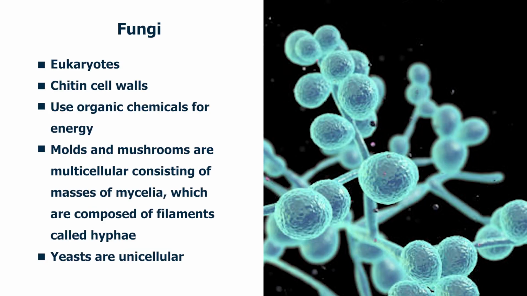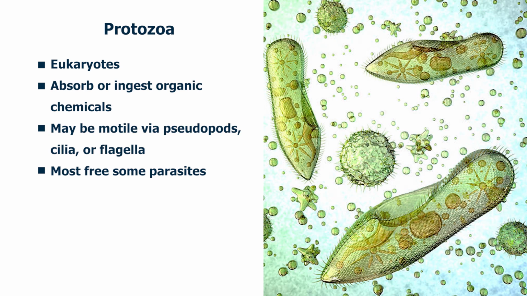Fungi are eukaryotes, have chitin walls, and use organic chemicals for the production of energy. Molds and mushrooms are multicellular, consisting of mycelia, which are composed of filaments called hyphae. Yeasts are unicellular. Protozoa are eukaryotes that absorb or ingest organic chemicals for the production of energy, and may be motile via pseudopodia, cilia or flagella. Most are free living, though some are parasites.